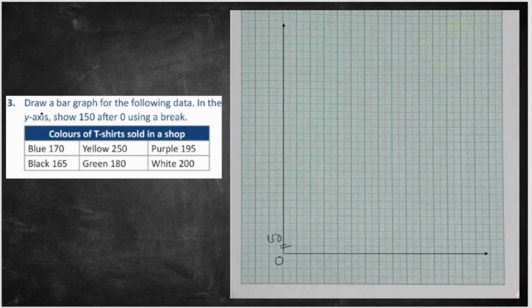We are taking draw a bar graph of the following data. In the y-axis, show 150 after 0 using a break, and here color of t-shirts sold in a shop. So here number of t-shirts on y-axis, and on x-axis color of t-shirts. So on y-axis we will write number of t-shirts, and on x-axis we will write color.